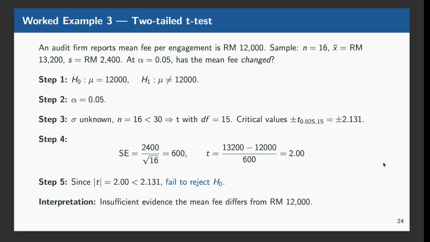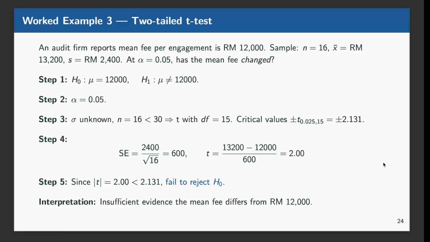Step 3. Sigma is unknown, and n equals 16, below 30, so we use t with 15 degrees of freedom. The critical values are plus or minus 2.131. Step 4. The standard error is 2,400 over the square root of 16, which is 4, giving 600. Then t equals 13,200 minus 12,000, divided by 600, which equals 2.00. Step 5. Since 2.00 is less than 2.131, we fail to reject H0. In plain English, there is insufficient evidence that the mean fee differs from 12,000 ringgit.